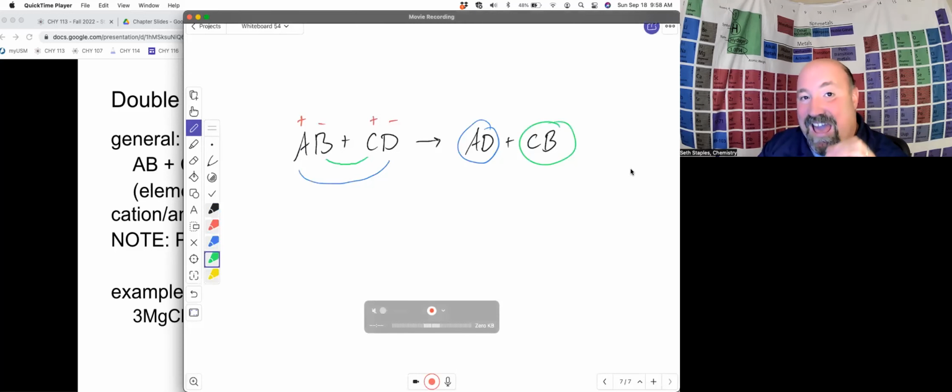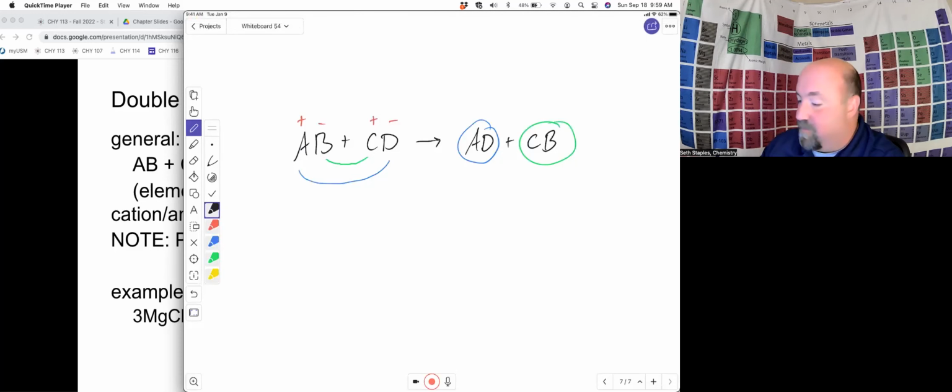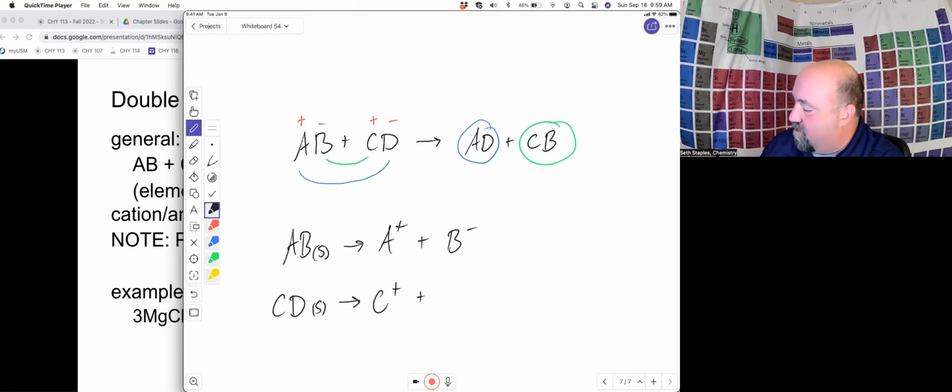Now, the reason that this happens goes back to what we talked about in the very beginning. If we think these are all ionic substances, and so we take AB as a solid, we dissolve it, and now we have A with a positive charge and B with a negative charge. The same thing would happen with CD. That's a solid. We dissolve it. Now we have C with its positive charge and D with its negative charge. So we have all four of these ions that are now just floating around in solution.